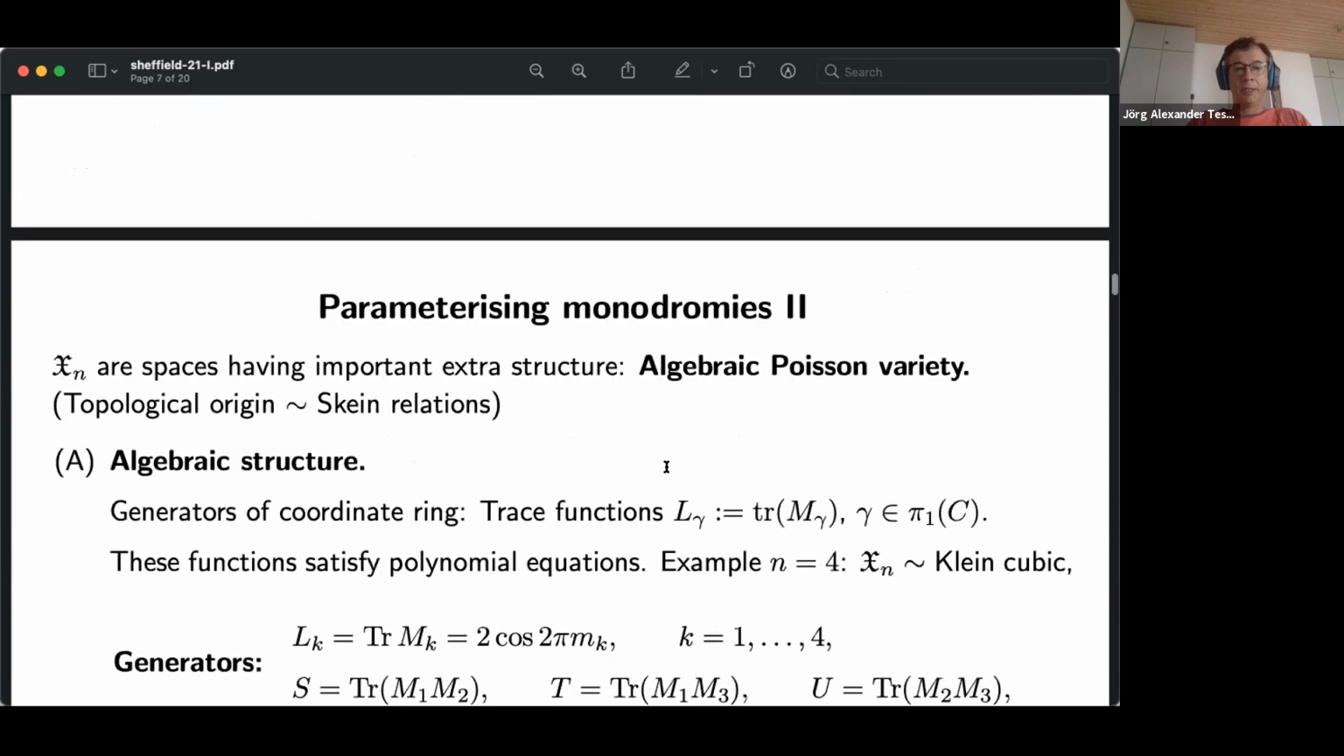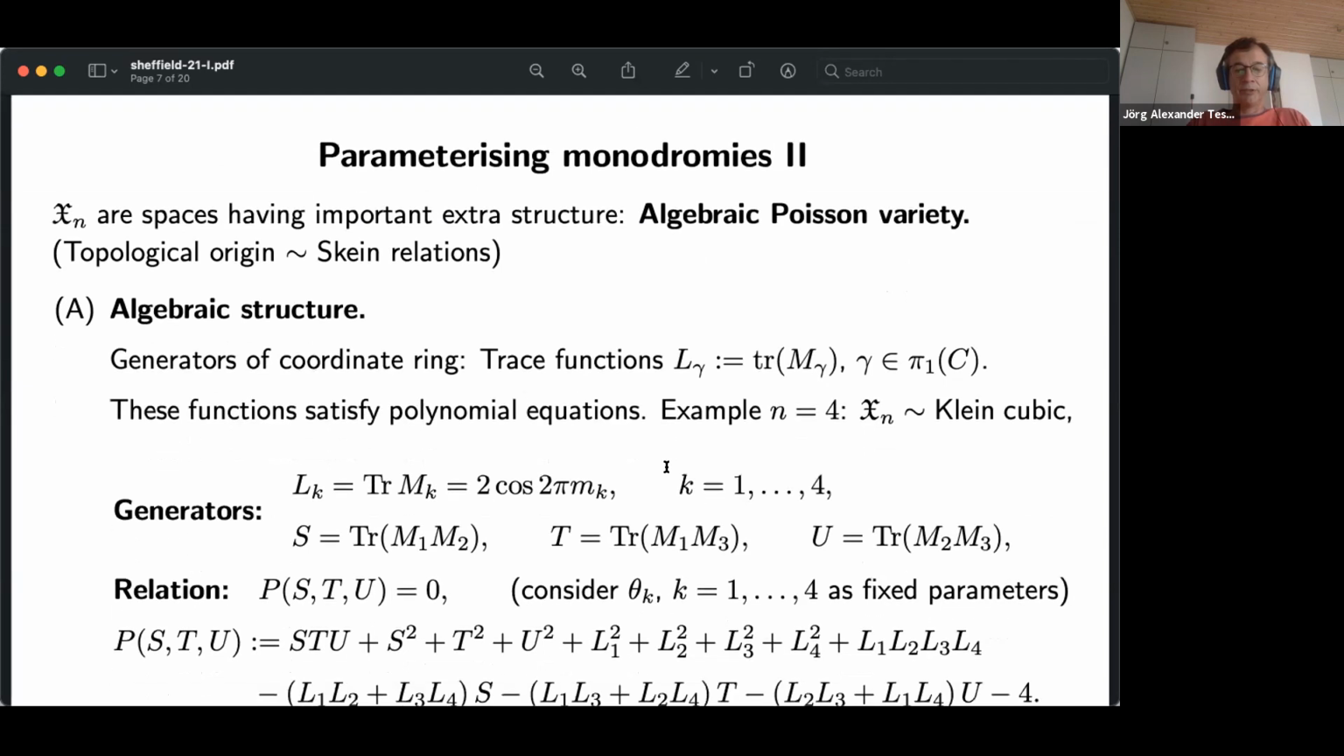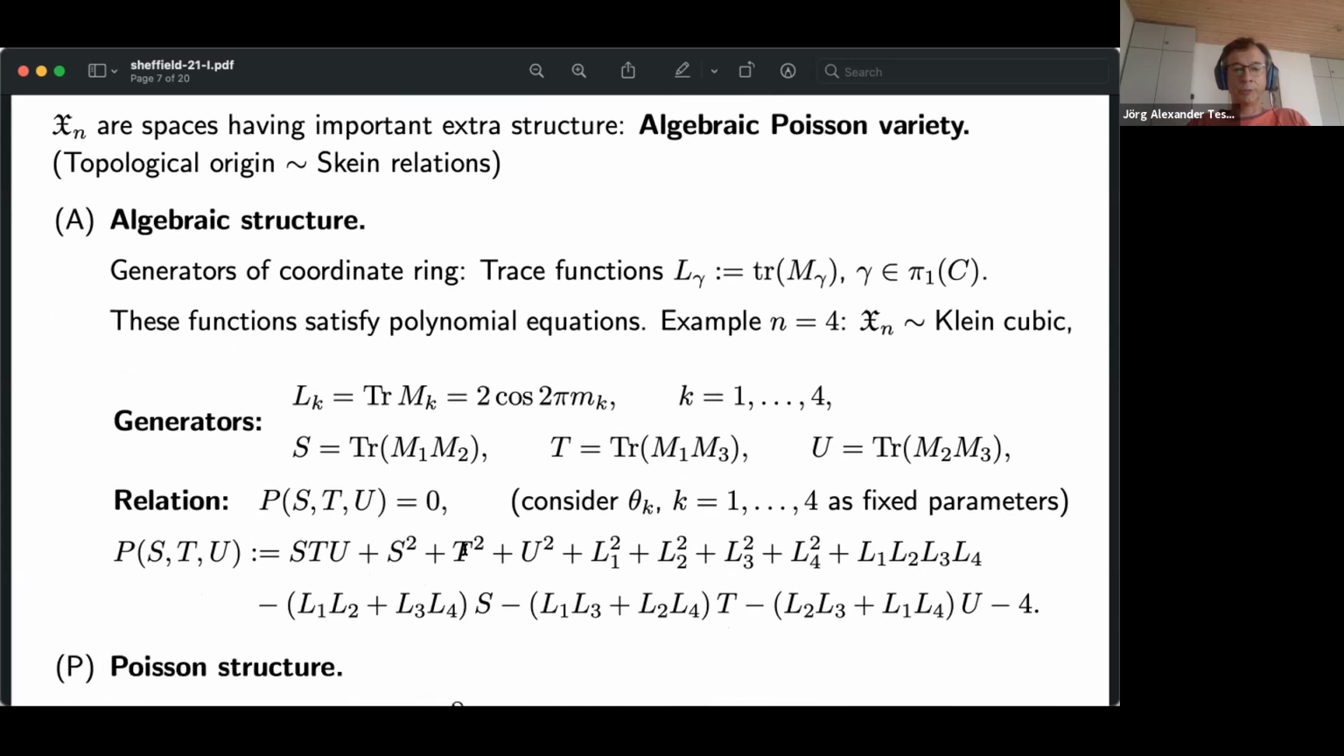Okay, and these spaces have been subject to a lot of mathematical study, and they have interesting extra structure. And what is of interest for us here is the structure basically as algebraic Poisson variety. I don't have the time to explain, but there is a beautiful topological origin of both the algebraic structure on the space of monodromy data, as well as the Poisson structure. We will see a kind of shadow of this in a moment.